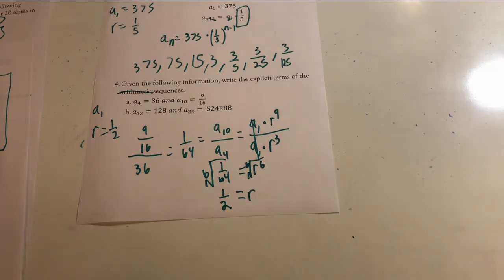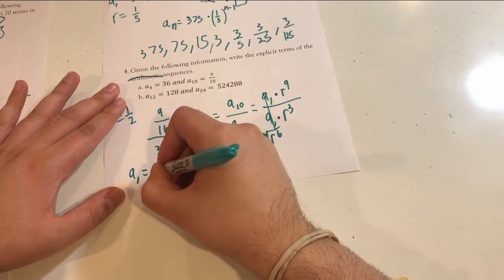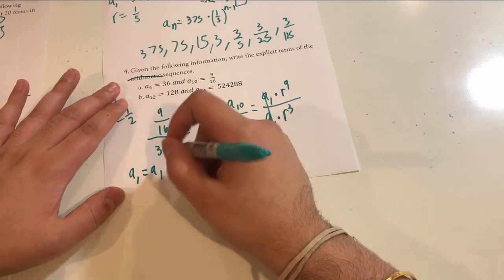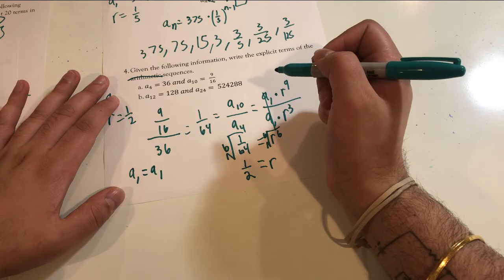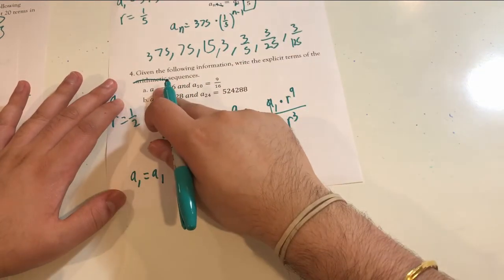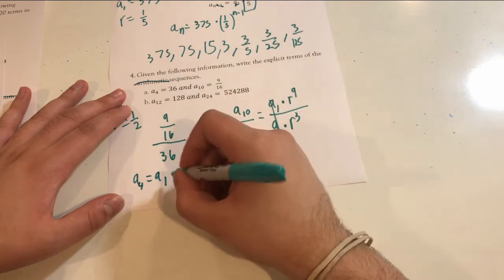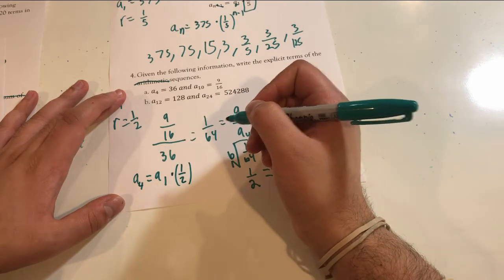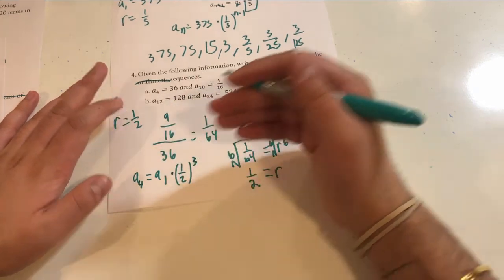Now that I have r, finding the first term should be pretty easy. Actually, that's not how we are going to do it. Because we know r, we can figure out a sub 1. So I'm going to take the first one, picking the one that's easiest to work with. Typically, the smaller one will be that. So a sub 4 equals a sub 1 multiplied by 1/2 raised to the 4 minus 1 power, or 3rd power, should be how we're trying to find a sub 1.